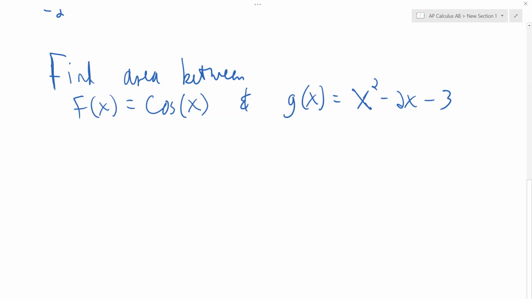So first thing we want is a nice picture of what this looks like. So we graph it. A lot of times in the AP test, they give you a picture of it.